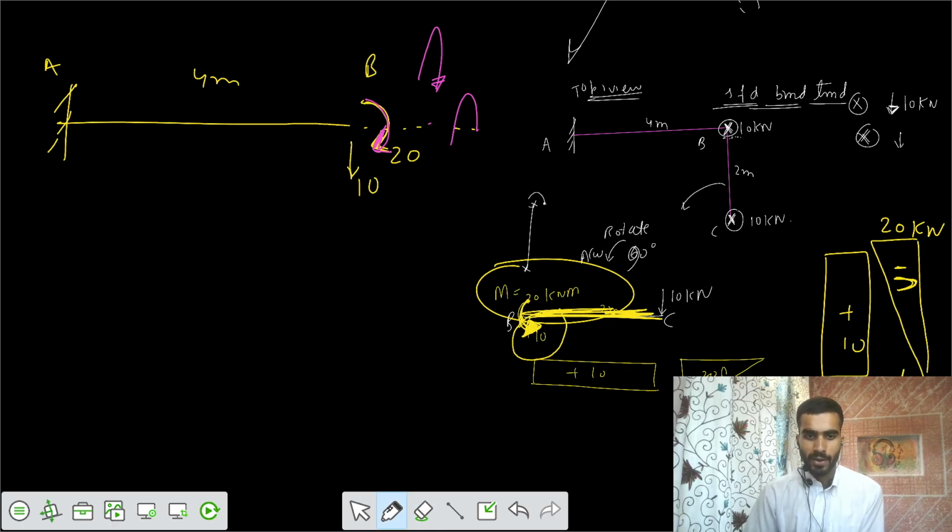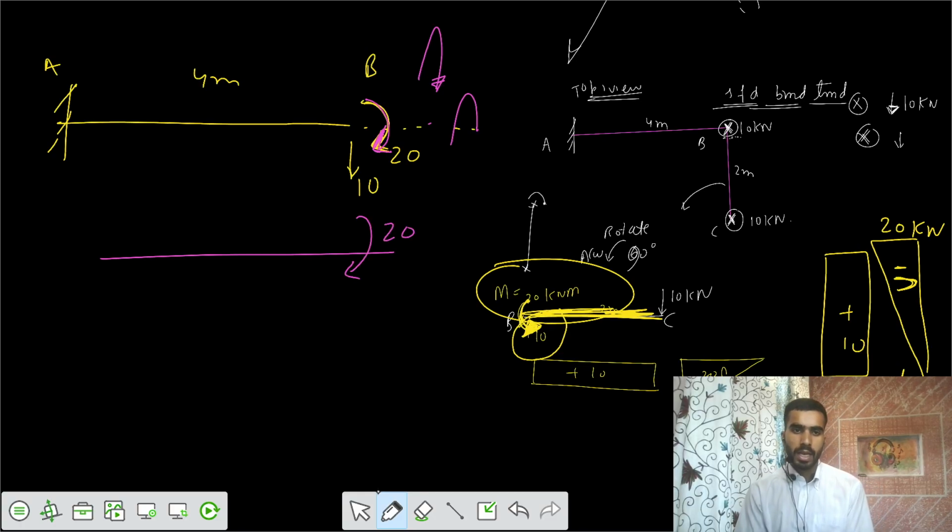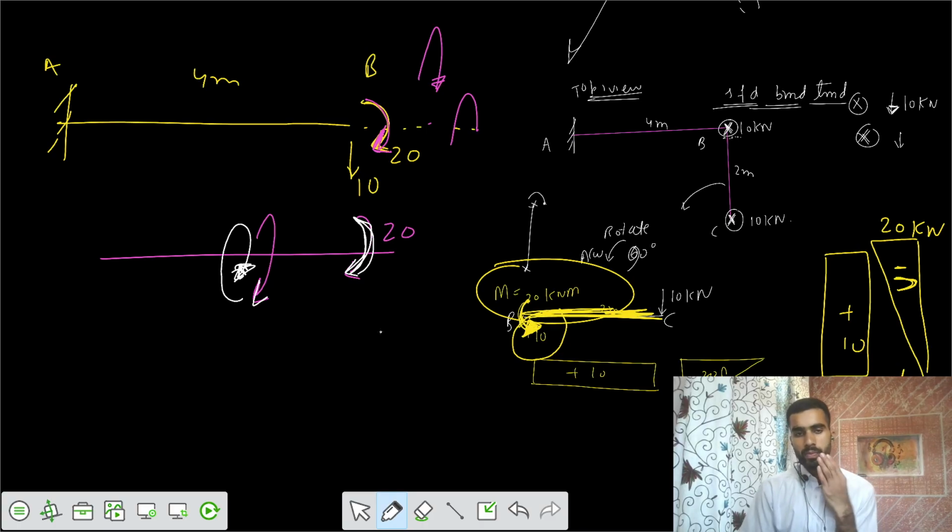If this is clockwise 20, let's say there is some torsion. If there's torsion clockwise about this polar axis, that means it is rotating in this way about this axis. But actually your torque is clockwise. Actually, your moment is clockwise 20, so that gets transferred as a torque. Always gets confused for this part.